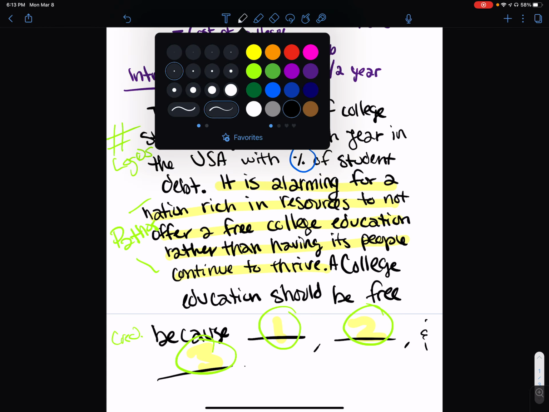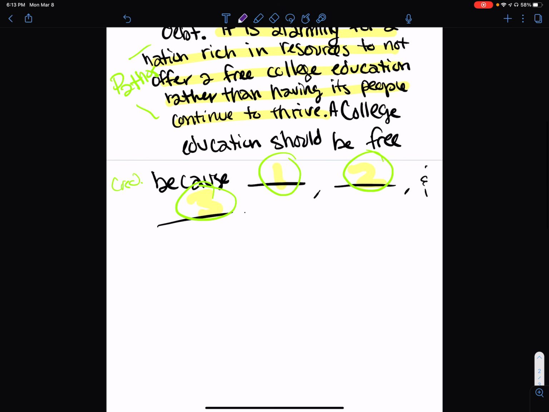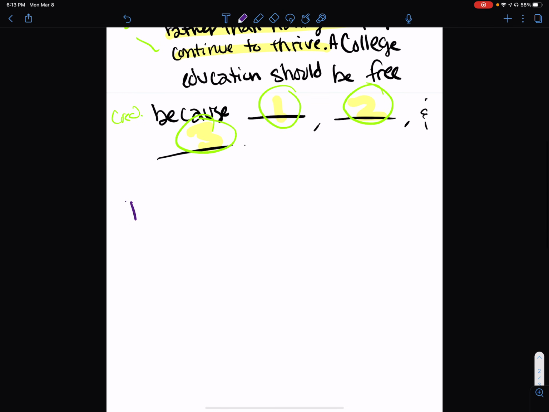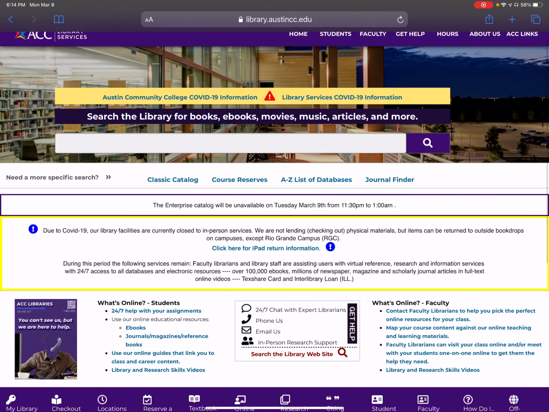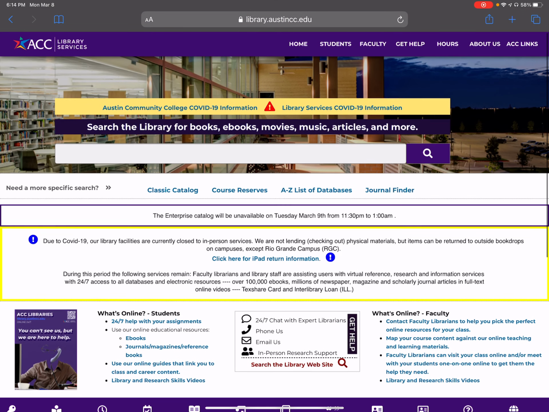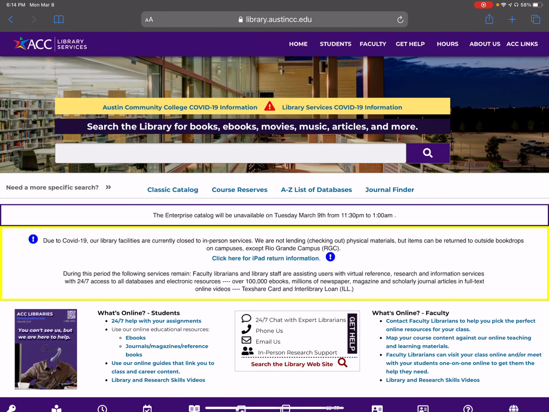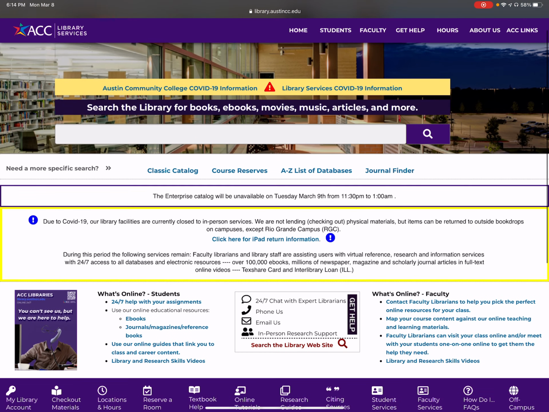So that means for body paragraphs, again, I'm just doing three reasons. You can have more than three reasons. For the purpose of this, I'm just doing three. So once I do some research, and I will actually, for this, I would go back to the ACC library, library.austincc.edu. If you haven't gone to the library website from ACC, you should check it out.